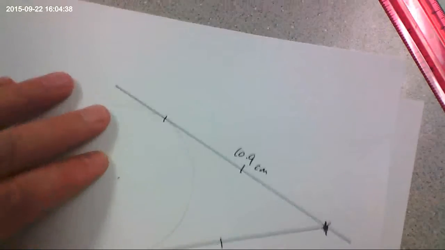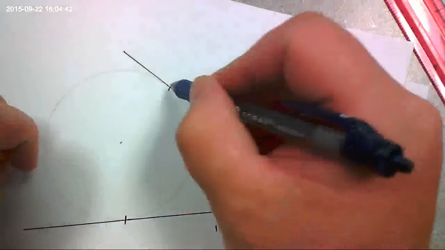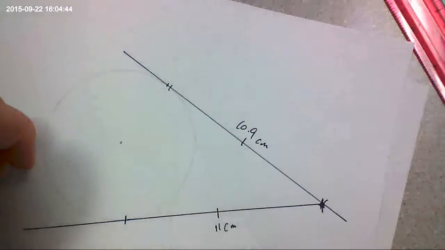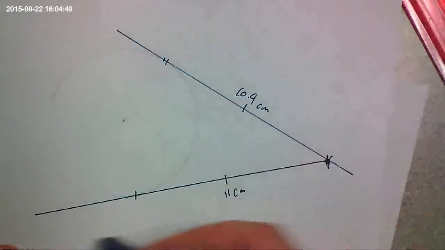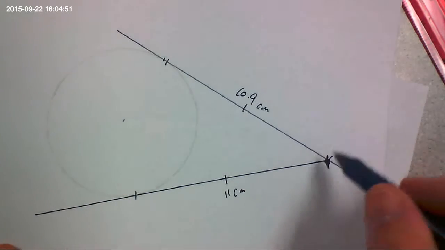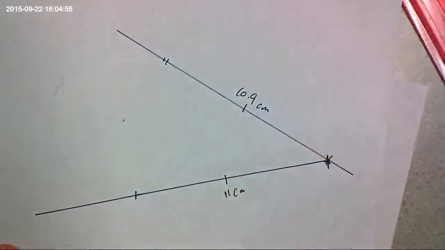So the reason it's not perfect is because I guessed where this point would be. If I zoom in, it looks like it should be right there. My circle's not perfect. But anyway, you should see that when you have two tangent lines that intersect at a point, these 2 distances are the same.